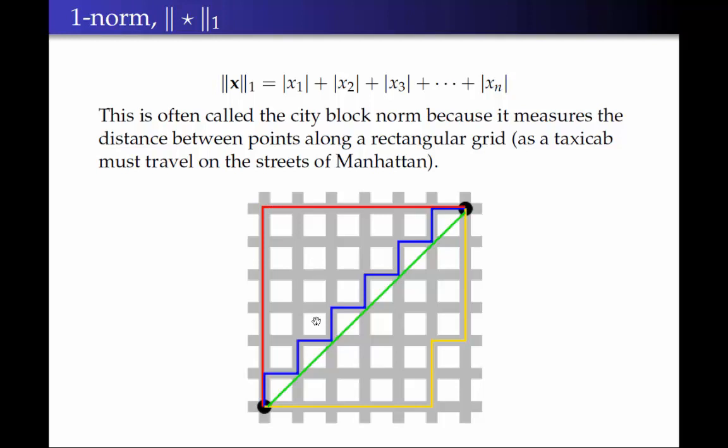The red, the blue, and the yellow all depict ways that I can travel from this point to this point, but they all have the same distance because they all go up 1, 2, 3, 4, 5, 6 blocks, and they all go to the right 1, 2, 3, 4, 5, 6 blocks. So 12 would be the Manhattan distance between these 2 points. This green line would represent more of a Euclidean distance. If I go straight from point A to point B, how far is that going to take me?